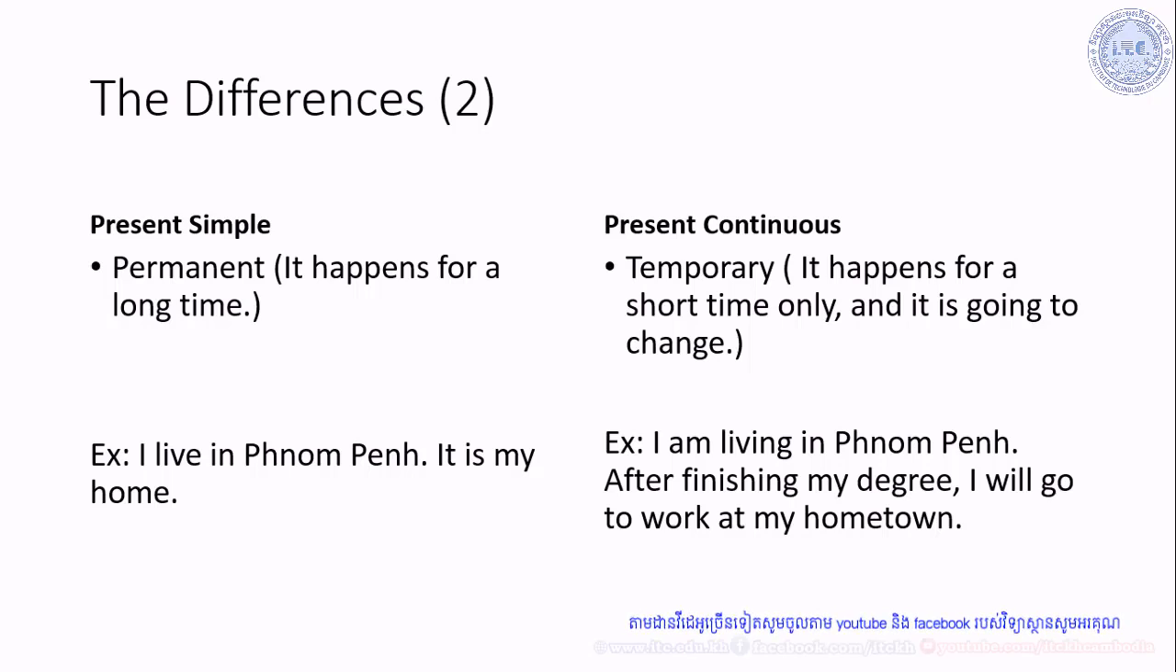But now let's take a look at I am living in Phnom Penh. So for example, you are from Kandal province. Now you finish high school, so you're going to come to Phnom Penh to study for 4 or 5 years. So in those 4 or 5 years, you say I am living in Phnom Penh, because after that you're going to go back to your hometown and find work there. So this is not your permanent home. You just come here to study, and you say that you are living in Phnom Penh, because it is not permanent. It is just temporary, just for 4 or 5 years only.